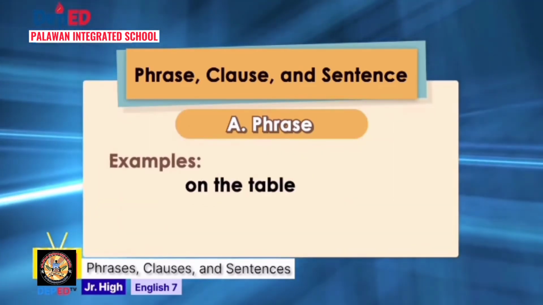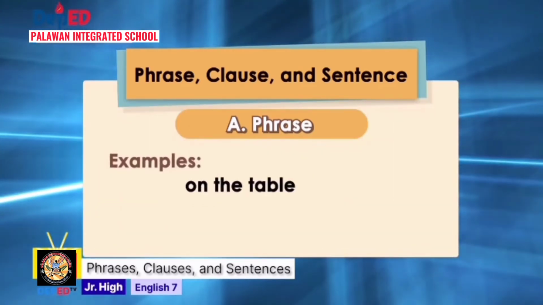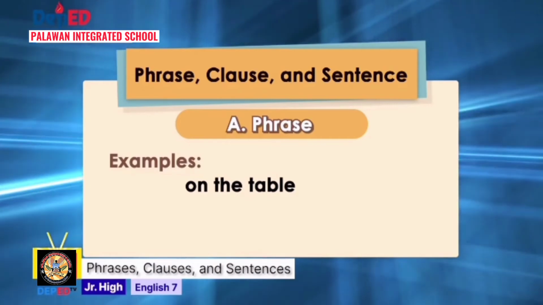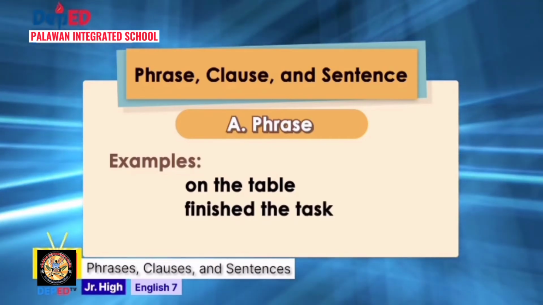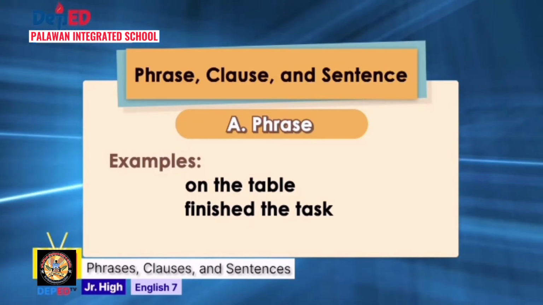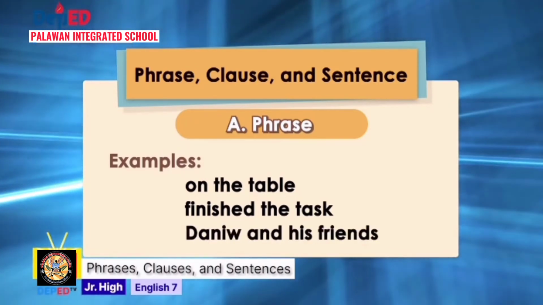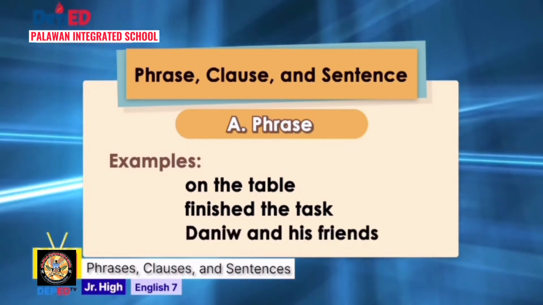Example, on the table. In the sample, there is no subject, no verb. Finish the task. Again, the sample has no subject. Daniel and his friends. This one has no verb.